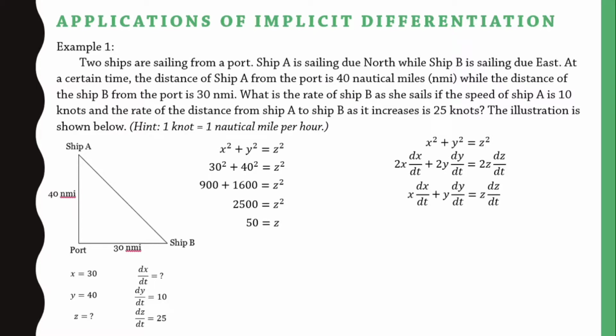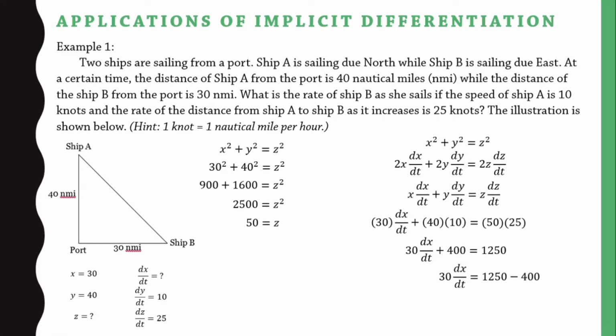So substitute this from the given information that we got from our problem. So x is 30. We don't know dx over dt yet. y is 40, dy over dt is 10, then z is 50, and dz over dt is 25. So we have 30 dx over dt plus 40 times 10, that's 400, equals 50 times 25, that's 1,250.